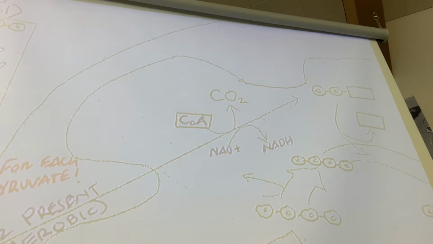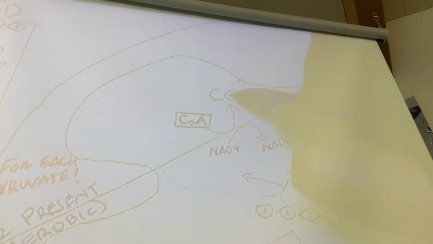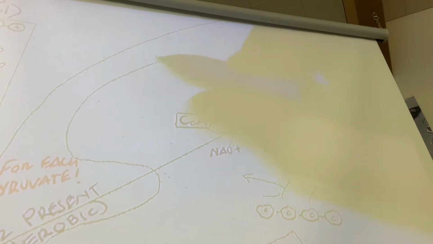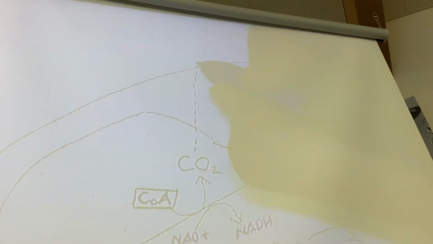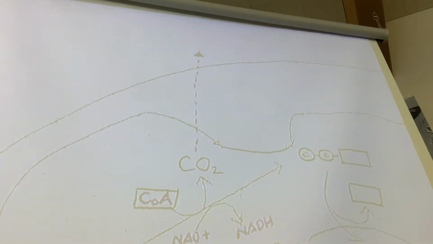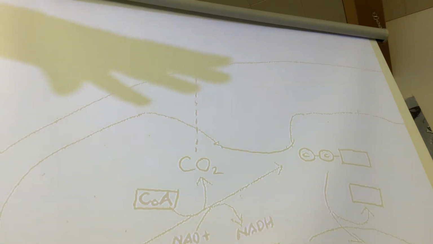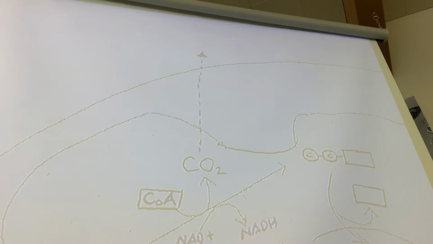Now, this carbon dioxide that I broke off, like all the carbon dioxides in this process, is going to diffuse out of the mitochondria and into the cytoplasm of the cell, and then out of the cytoplasm through the cell membrane into the bloodstream, where it's going to get to the lungs, and then you're going to exhale it. Get rid of it.